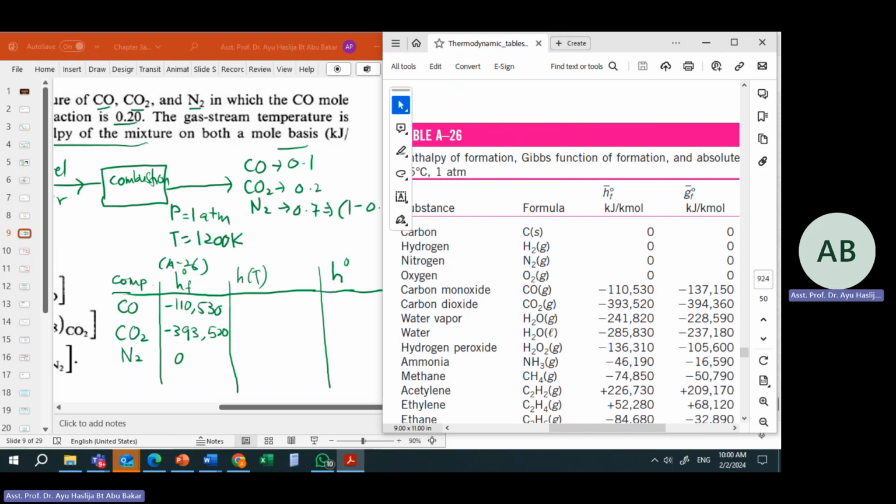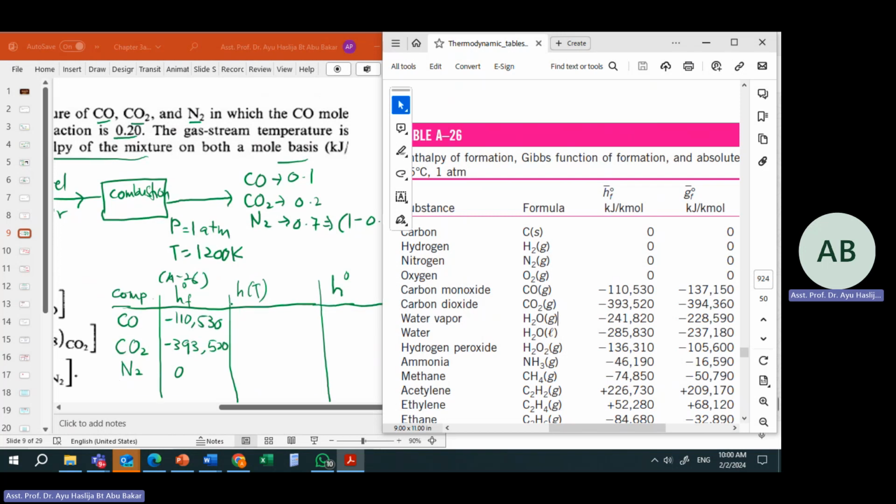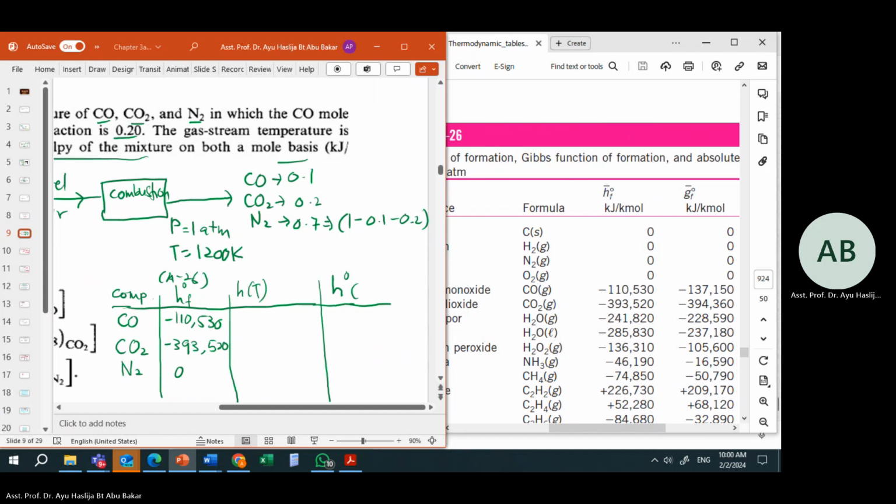Okay, boleh. Now, nak cari HT, you need to use different table for each component. So first kita cari for CO. CO, H at 120 and H at 298. Okay, ini at 120K.